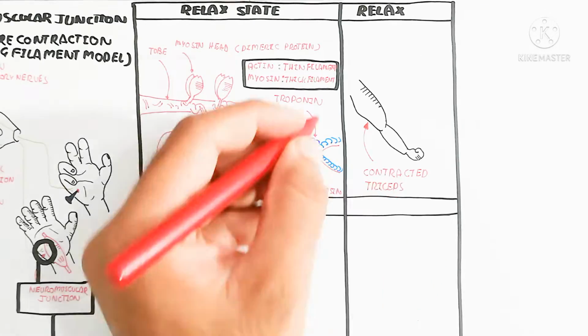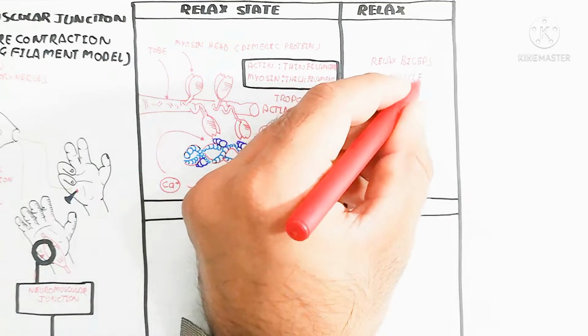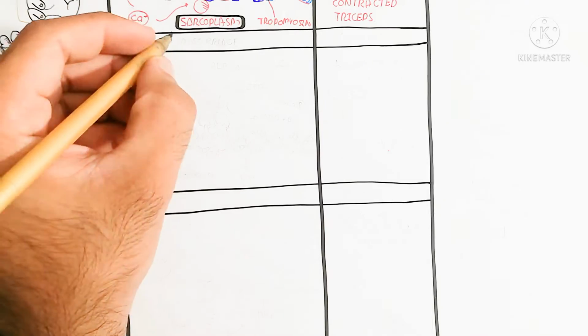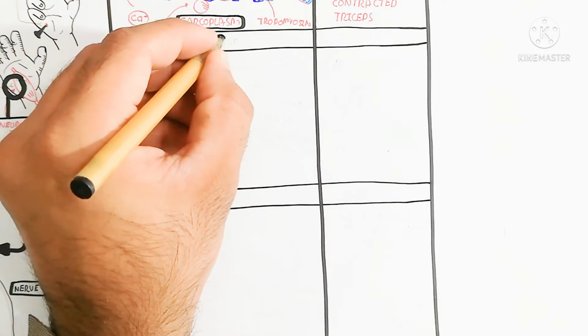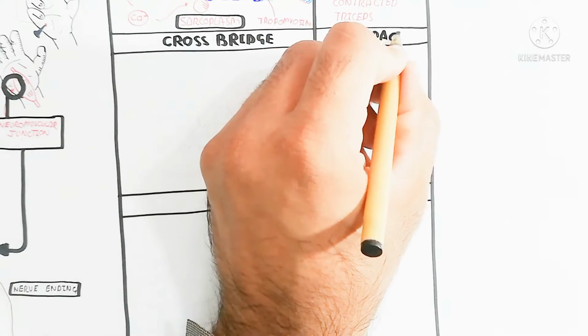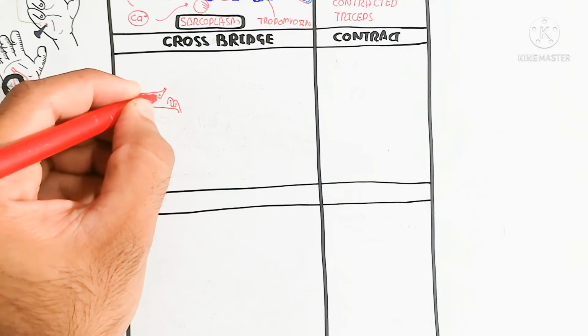In this way, it is known as the antagonistic work of the muscle contraction. So one muscle will contract and the other will relax in this manner. So the cross bridge will occur. Cross bridge means the actin and myosin head bind together, which is known as bridge formation.